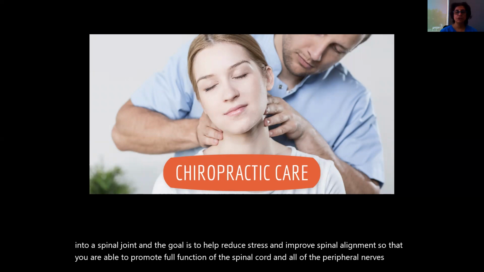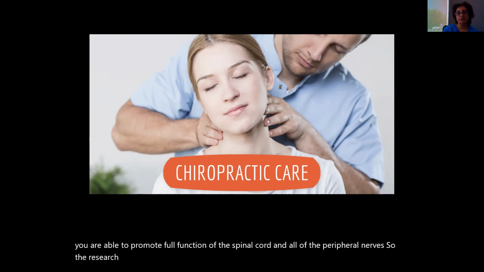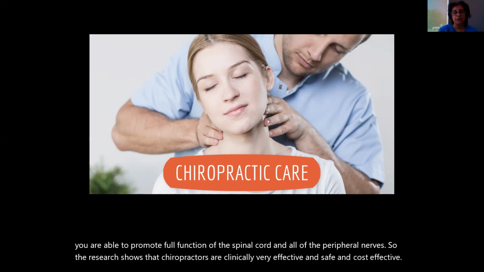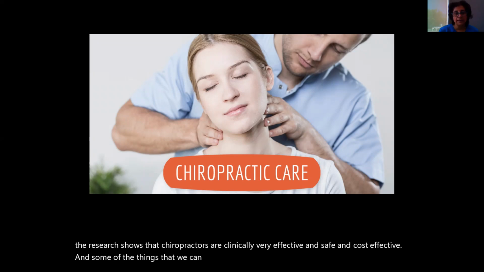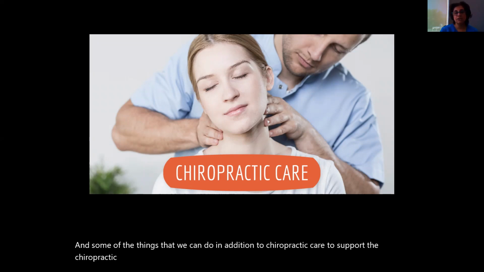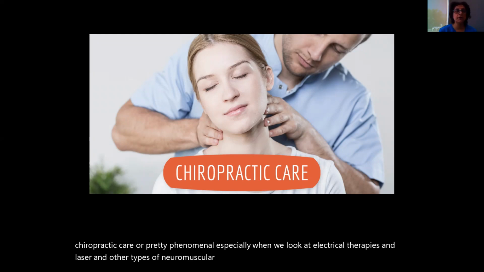So the research shows that chiropractors are clinically very effective and safe and cost effective. And some of the things that we can do in addition to chiropractic care to support the chiropractic care are pretty phenomenal, especially when we look at electrical therapies and laser and other types of neuromuscular stimulation, which we're going to just talk about right now.